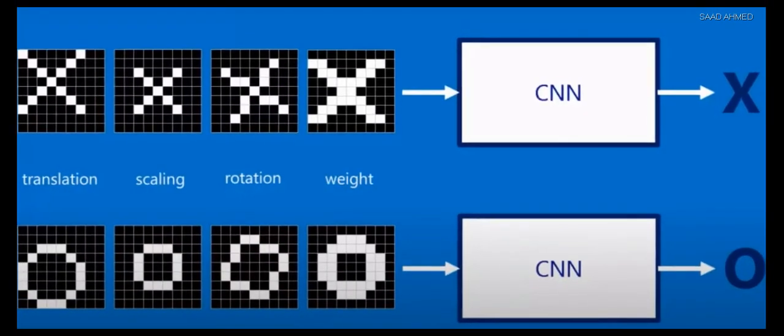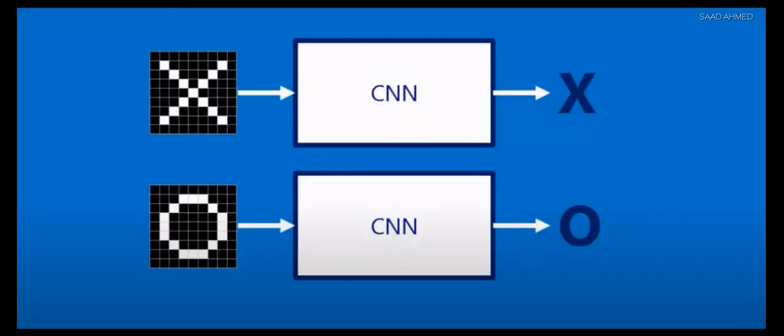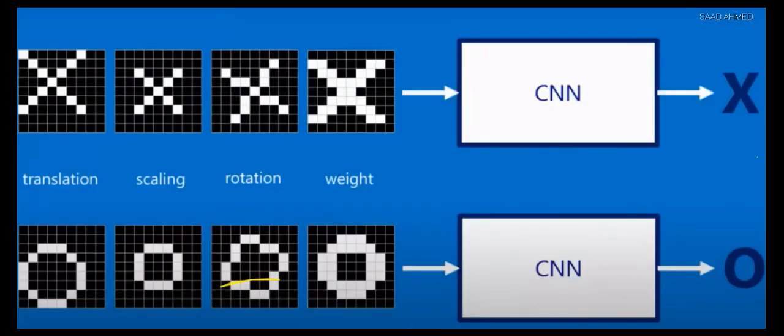The task on our hand is not that simple. We can have cases where there are different types of X. You can see that X can be written in many different ways, and O can also be small, large, or it can be thicker or thinner. So there are many things which are to be considered here, and this is what the CNN needs to learn before it can actually identify an X or an O.